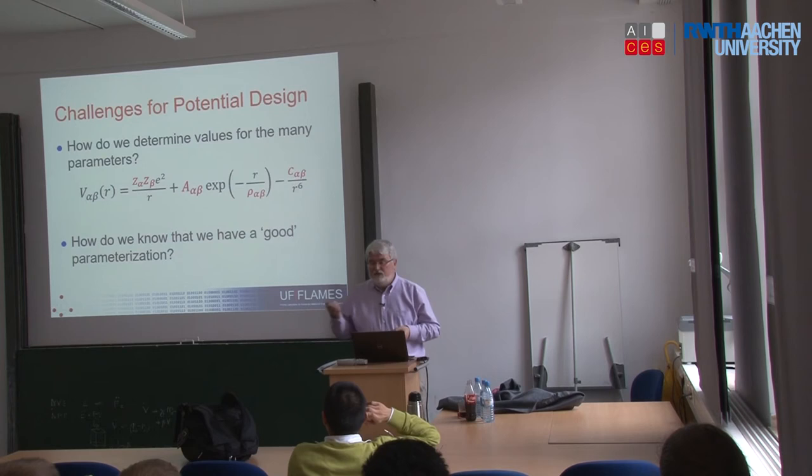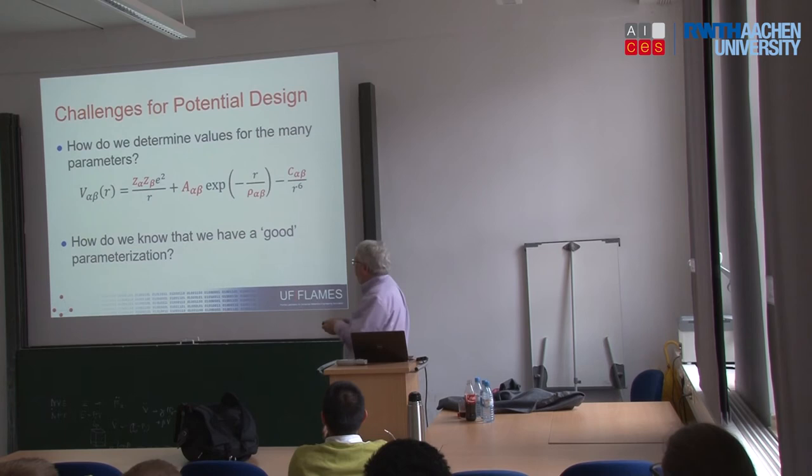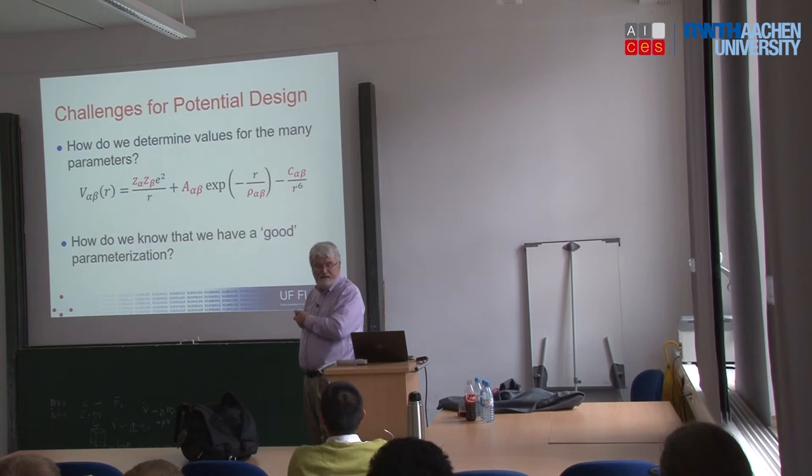Yes, sir? So what are the indices here, the alpha and beta indices? Alpha might be magnesium or oxygen. Beta might be magnesium or oxygen. So this is the interaction. If alpha and beta were both oxygen, this would be the interaction between two oxygen atoms in my system, or two magnesium atoms, or a magnesium and an oxygen. Okay.